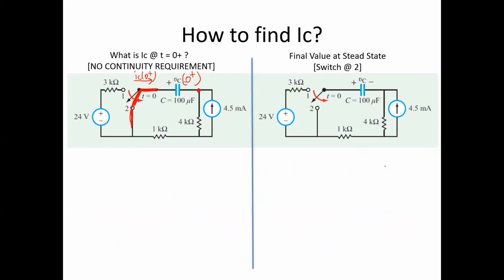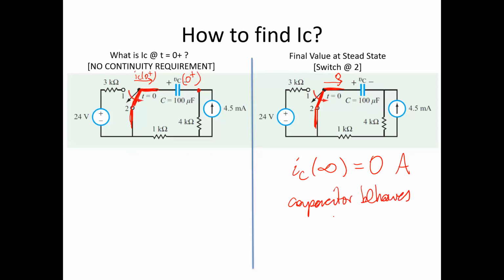But now we have to find what the value of IC is in its final value. Again, this is where our switch is going to be. And remember, in the steady state, the capacitor looks like an open circuit. So actually, we know that IC of infinity, therefore, has to be equal to 0 amps, because the capacitor behaves like an open circuit.